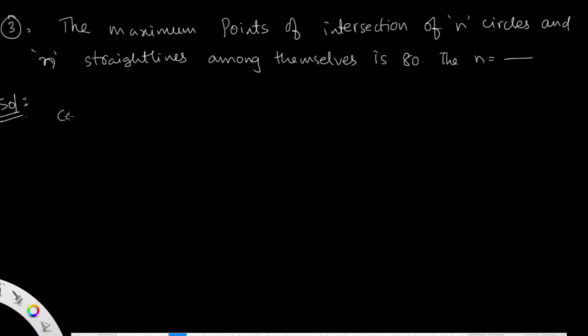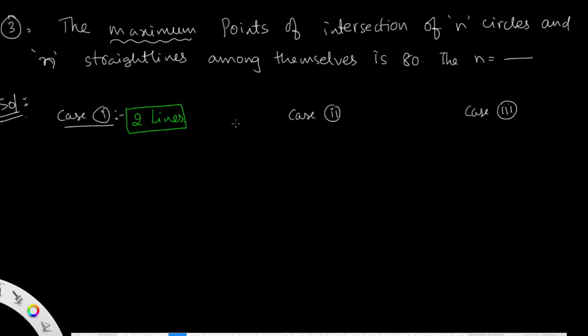So the cases I am taking: case 1, case 2, and then let it be case 3. For getting the maximum points of intersection of n circles and n straight lines, let us first select 2 lines. Out of 2 lines, we get the maximum number of points of intersection. The second case is if we take 2 circles at a time, we get the maximum number of points of intersection. The third case is we select one line and one circle, and then we get the maximum points of intersection.